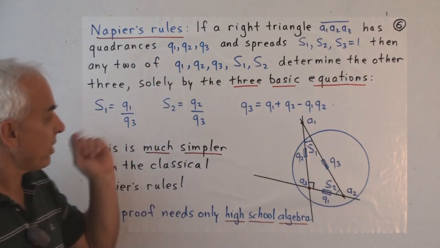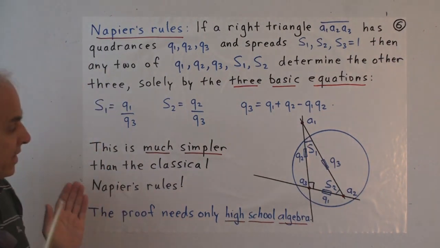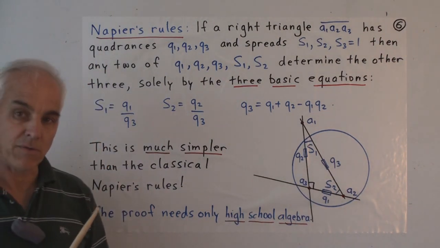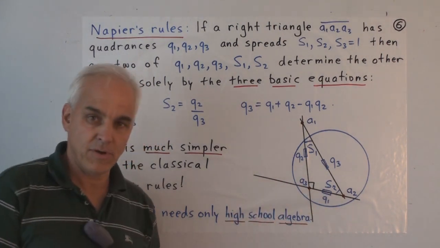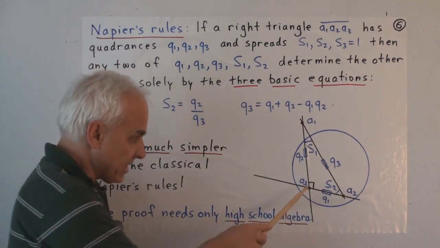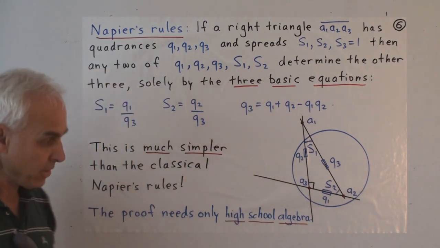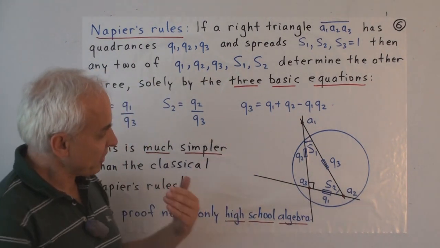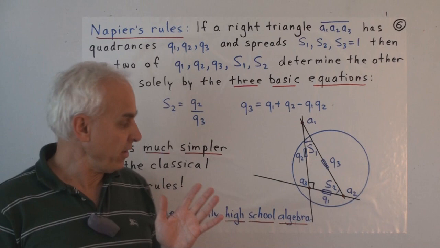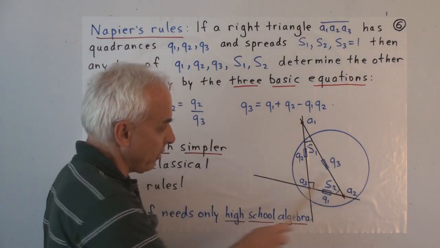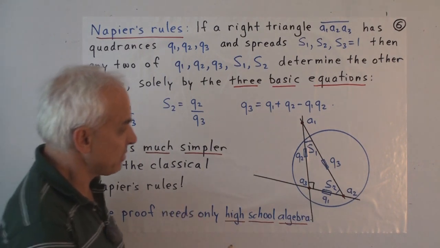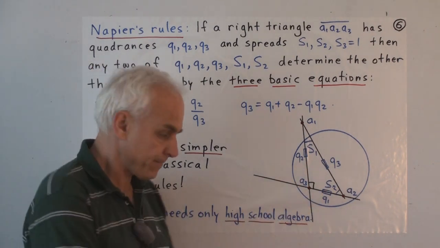So, what are these rules? Well, the idea is that if we have a right triangle, like this one, then one of the spreads we know. It means that that spread is equal to 1. So the trigonometry of this triangle has 5 unknown quantities. There are the 3 quadrances, Q1, Q2, and Q3, and the other 2 spreads, S1 and S2.